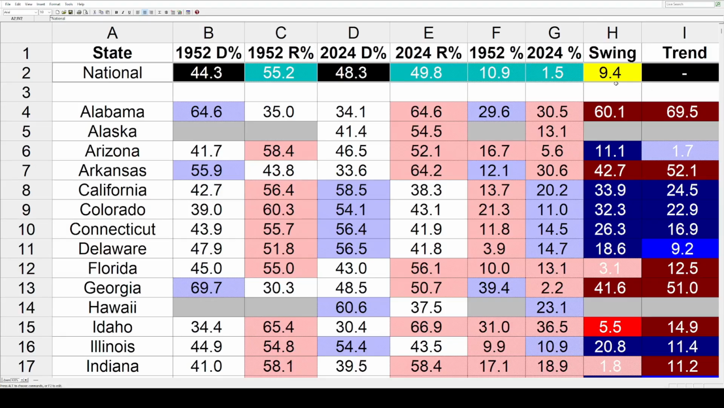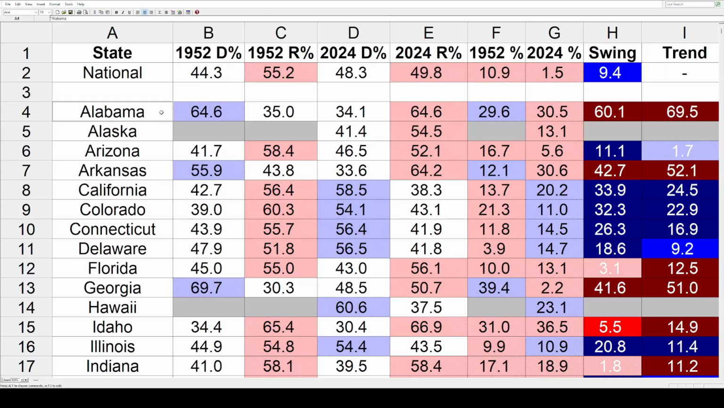So any state that swung more than that is going to be a blue trend. Anything less than that or in the other direction is a red trend. So let's get into that first state. We've got Alabama up first. In 1952, that was one of the states that Adlai Stevenson won. He won it big with 64.6. Eisenhower was at 35. 7 decades later, Kamala Harris went down to 34.1.